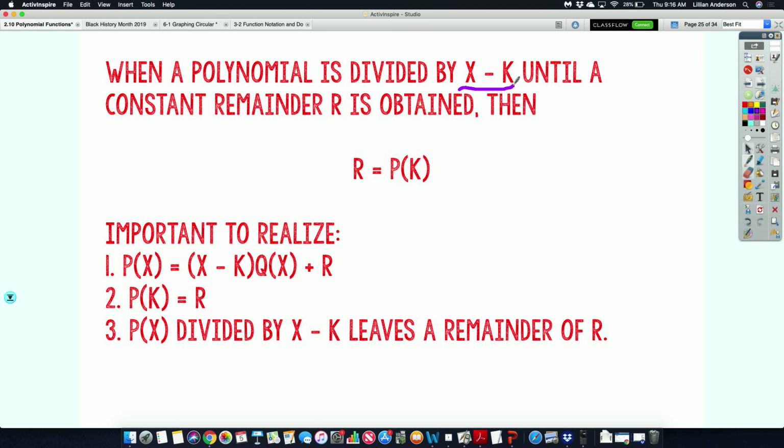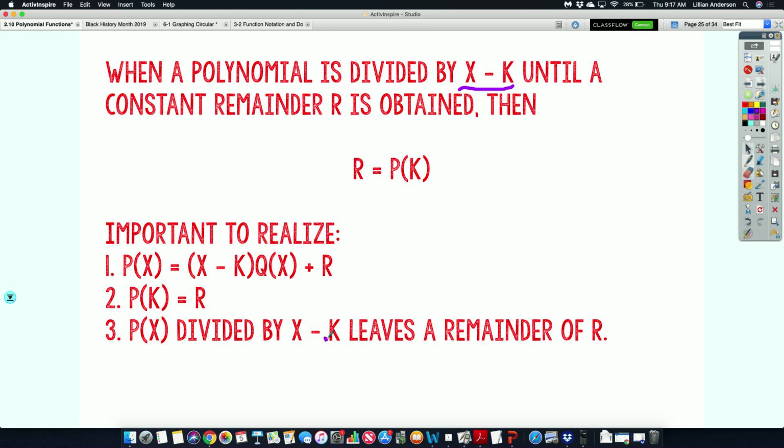Okay? Do realize again that if you have a linear factor times your quotient plus your remainder, it equals your polynomial function. When you plug in a particular root into your polynomial, it will equal your remainder. And then if your polynomial is divided by that factor, it will leave you with your remainder of r. Okay? Just a couple of things to remember, especially when it comes to those general questions where they maybe define a random variable, like an A or a C, and polynomials are being divided. Okay?